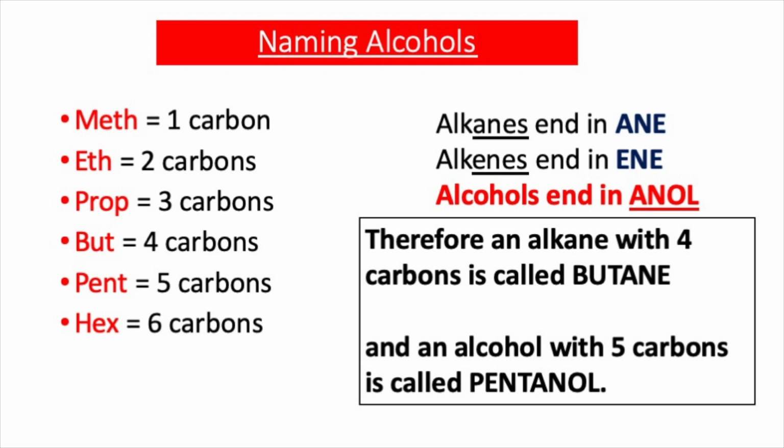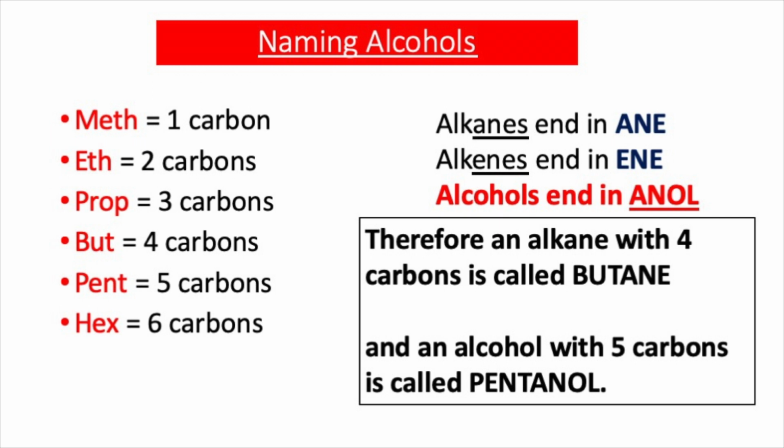Now, the system for naming alcohols is very similar to the system we've seen previously for naming alkanes and alkenes. The first part of the word, the meth bit, the eth bit, the prop, the but, the pent, the hex, this tells us the number of carbons present in the alcohol. So if you have an alcohol with 1 carbon, it starts with meth. And if you have an alcohol with 4 carbons, it starts with but.